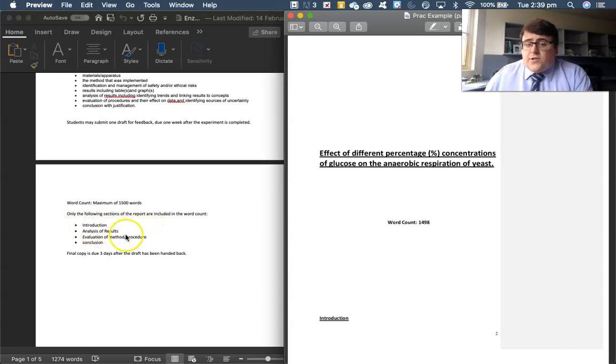Your analysis of your results, the evaluation of your method and the procedure, as well as the conclusion. All of that is included in the word count. So that means that your method, your apparatus, your safety and ethics, your results, those sections don't actually count to the word count. So don't need to worry about them when we're looking for the 1,500 words, but the other sections do.